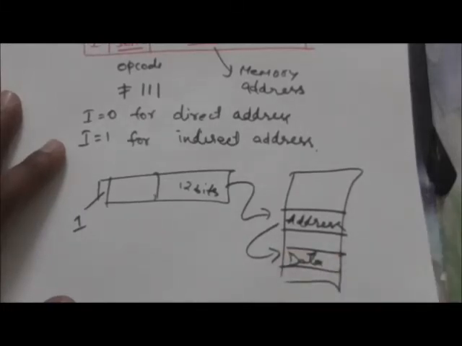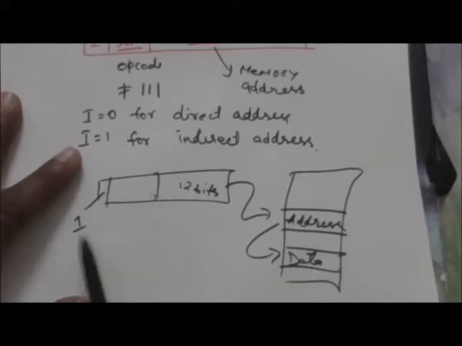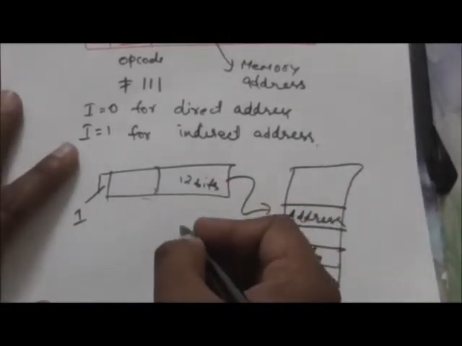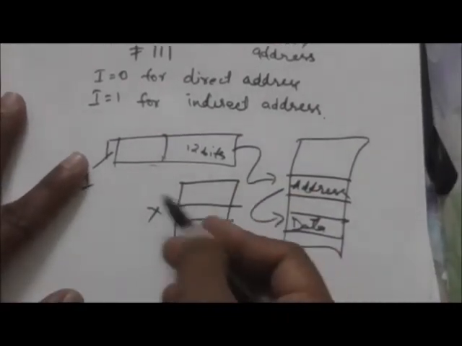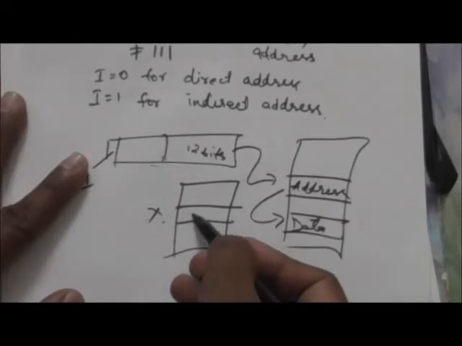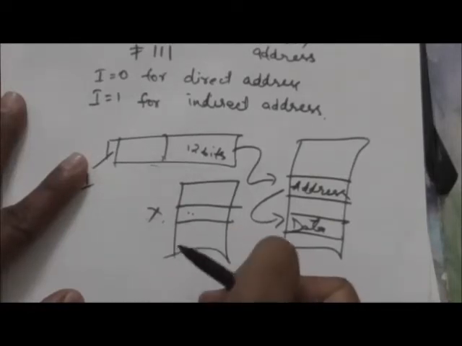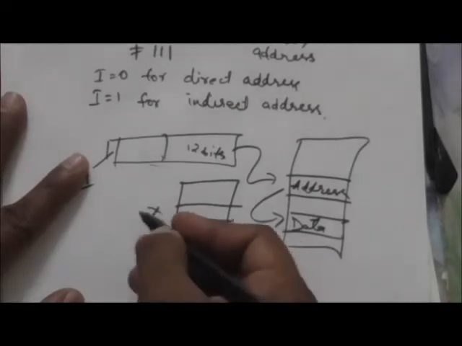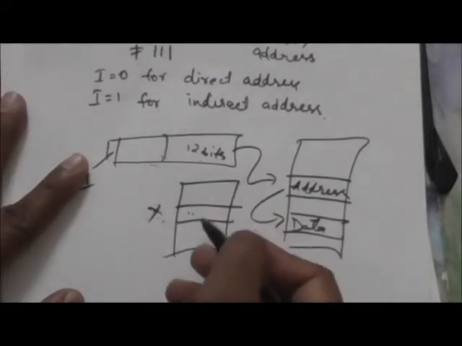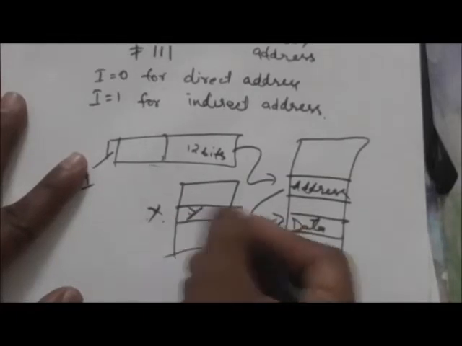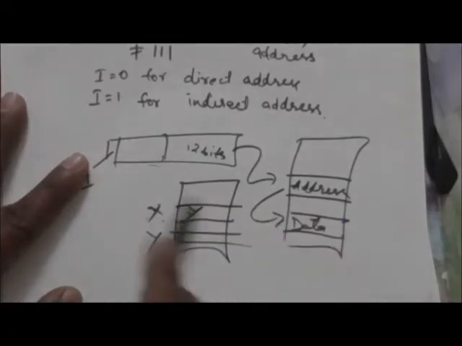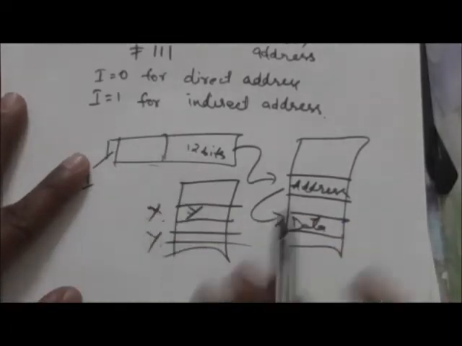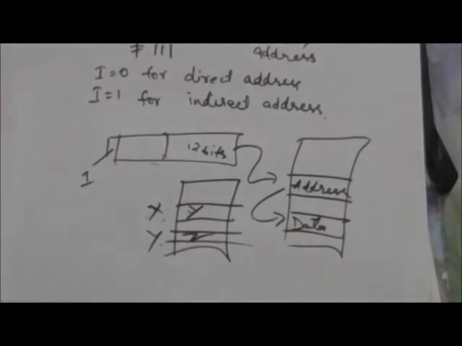Right? So if there is indirect addressing mode and these 12 bits specify the address of some location X, then the data which is stored at X is the address of the data which is required by the instruction. Suppose at location X in memory, some data Y is stored. Then what is Y? Y is the address of the location where the data required by the instruction is stored. So this is the difference between direct addressing mode and indirect addressing mode.